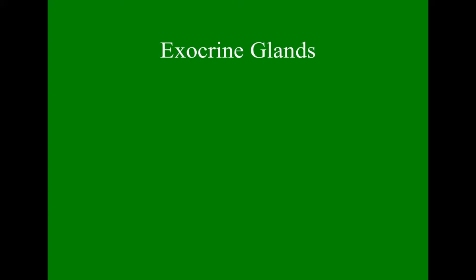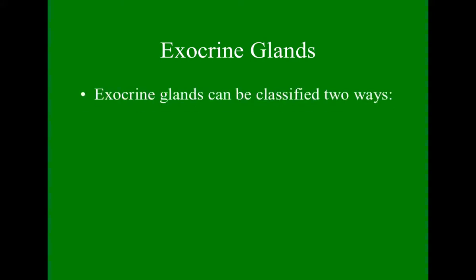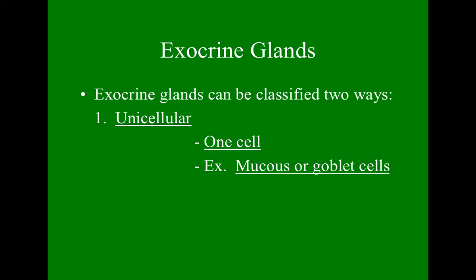Now, let's go back to those exocrine glands for a second. We can classify them in two ways. The first type are the unicellular ones, which obviously means that they have one cell, and examples would be either mucus cells or goblet cells. Goblet cells look just like what they sound like, a goblet. If you think of a wine glass, the place where the wine is held is called the goblet, and that's what the cell kind of looks like.